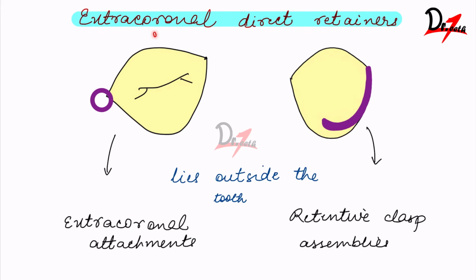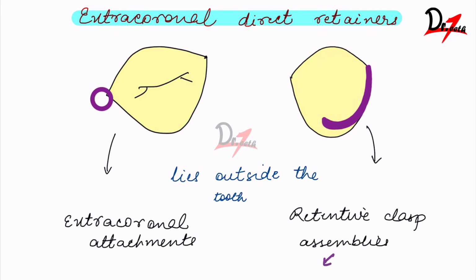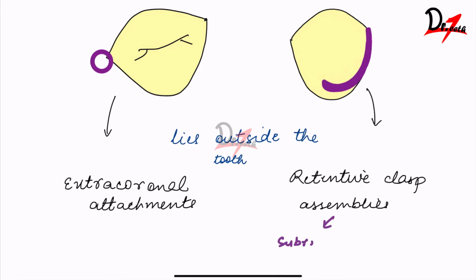Now let's move on to the extracoronal direct retainer. As you can see here, it is lying outside the confines of the tooth. You can imagine this either buccally or lingually, not within the tooth, right? And this is obviously not within the tooth. So it is extracoronal, it lies outside the tooth. And we have seen that it is of two types, extracoronal attachment and the retentive clasp assemblies. Now this is also of two types. We have the Suprabulge and we have the Infrabulge. We will see what that means.